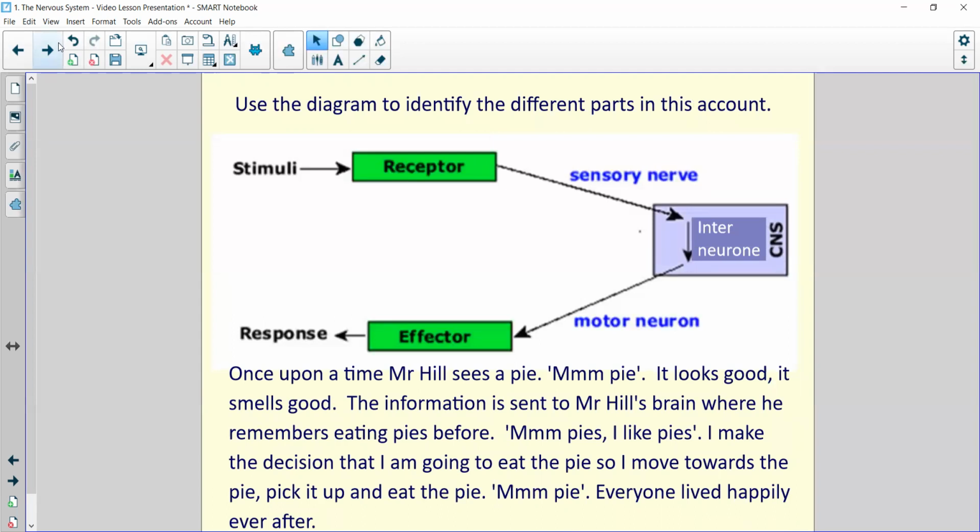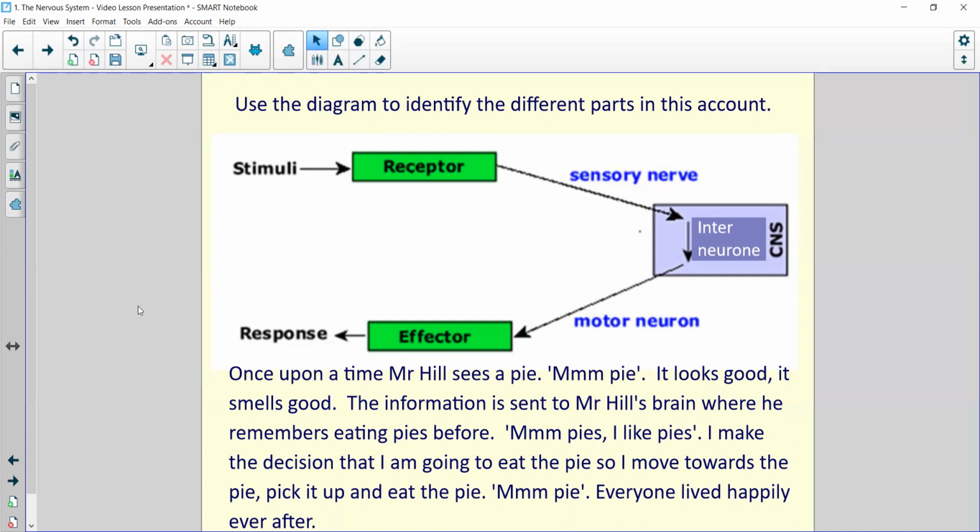So have a little think about this statement here. What we're going to do is read this statement. You can pause it, read it yourself, and have a look at this diagram, because we're going to have to try and put parts of this story into this diagram. So once upon a time, Mr. Hill sees a pie. It looks good and it smells good. And the information is sent to Mr. Hill's brain, where he remembers eating pies before. And he does like pies. He makes the decision that he's going to eat the pie, so he moves towards the pie, picks it up, and eats the pie. And everyone lived happily ever after.